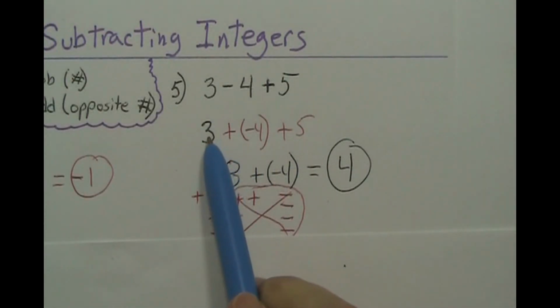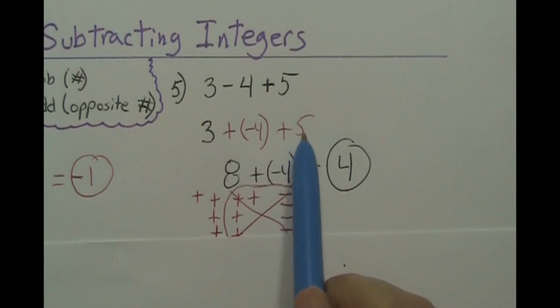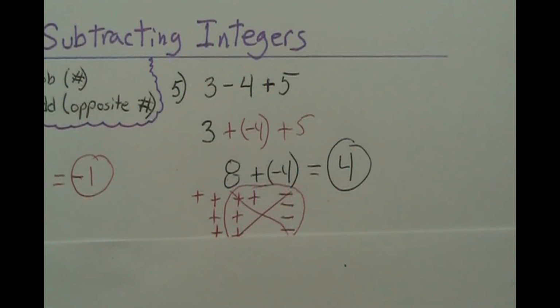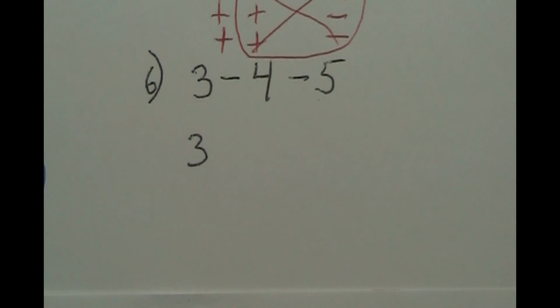Now, if you wanted to, you could have made the model 3 positive, 4 negatives, 5 positive, and then figure out the answer from there. It's okay. I just thought this would be shorter. You don't have to do any models to these. Just whatever's shorter for you to get the right answer. Okay, number 6.